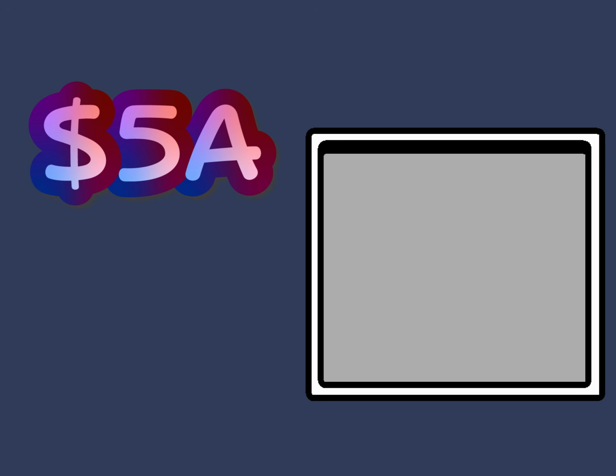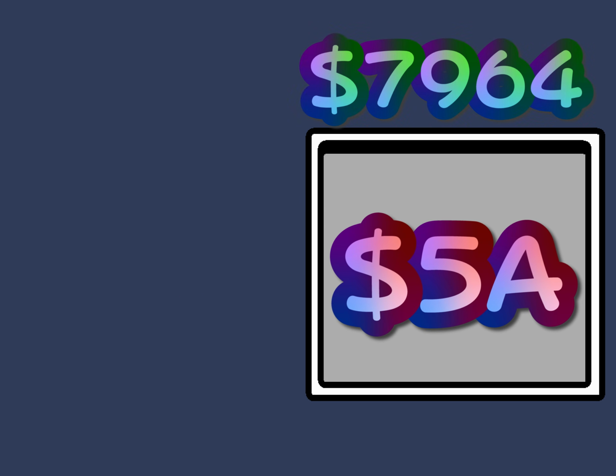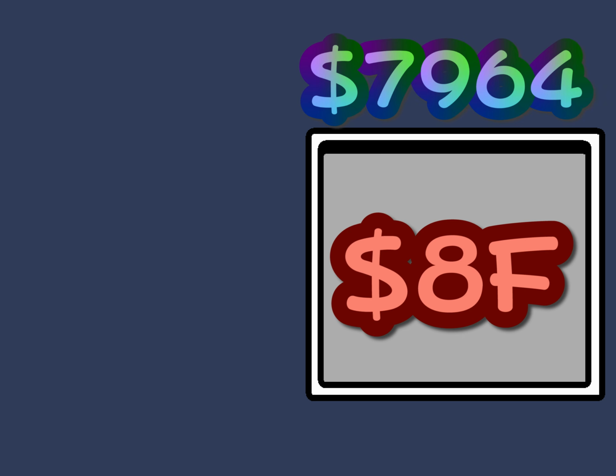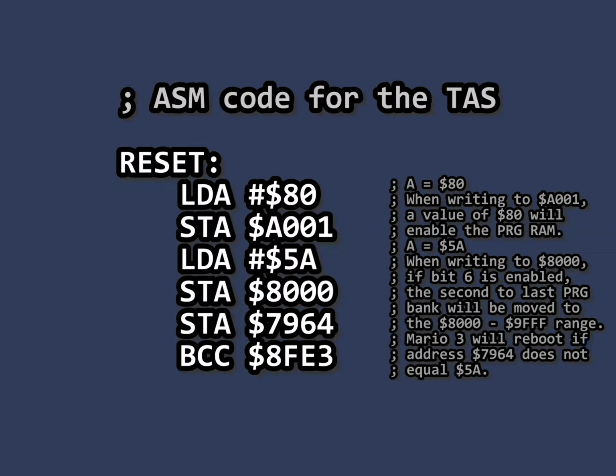Quick recap, Mario 3 has some magic number stored in some magic address, and if the expected value isn't there, the game reboots. This also happens to be inside the MMC3 chip's external RAM, so we need to enable that RAM and then write there. Now our code looks like this. Load the value of 80 into the A register and store it in address A001. Load a value of 5A into the A register and store this value in address 8000 and 7964 before finally jumping or branching to address 8FE3.